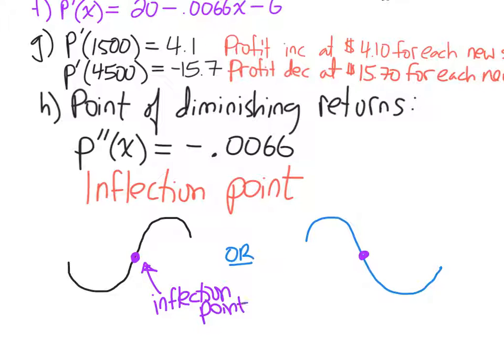Inflection point. That moment in time when you're transferring from one type of extreme to another. So minimum to maximum, maximum to minimum. It addresses something called concavity, right?